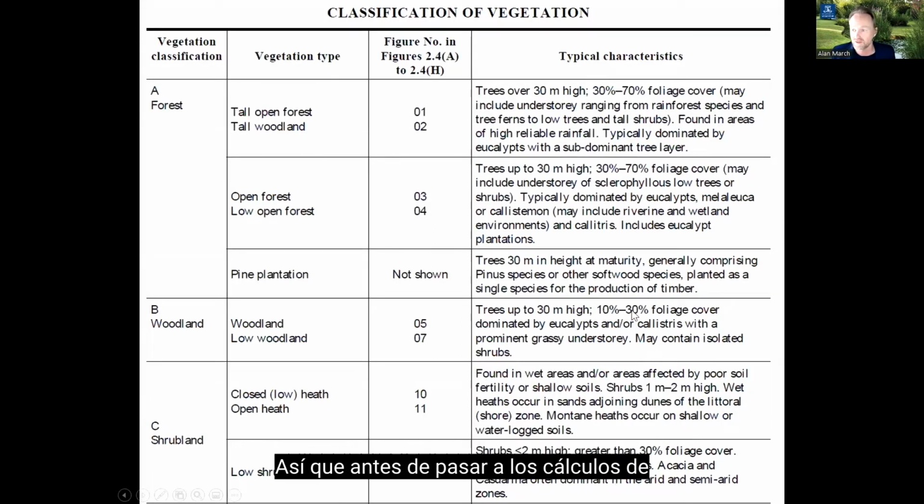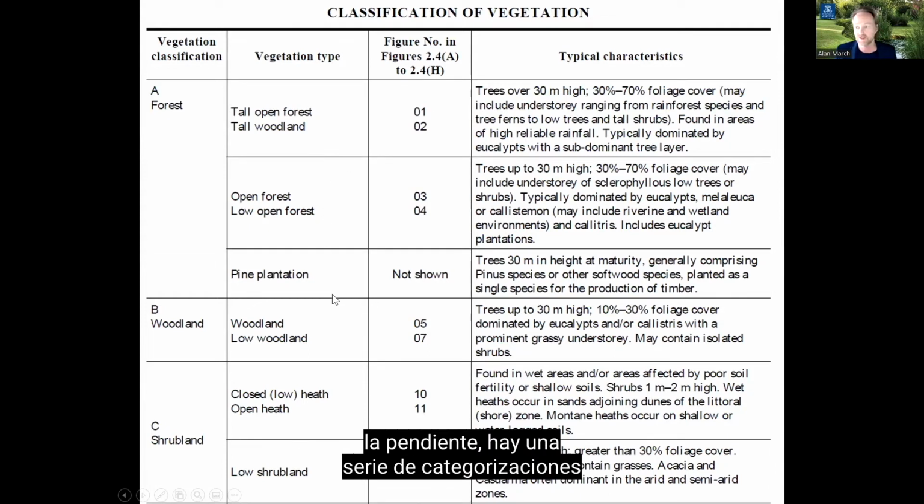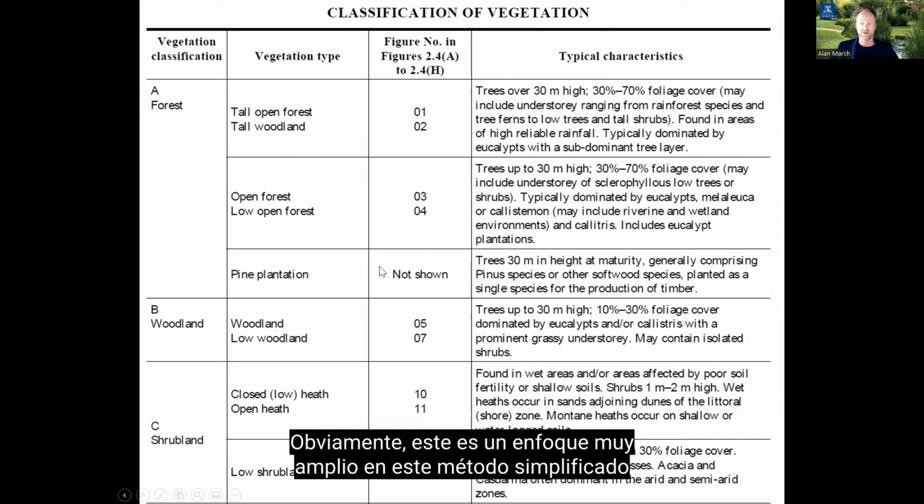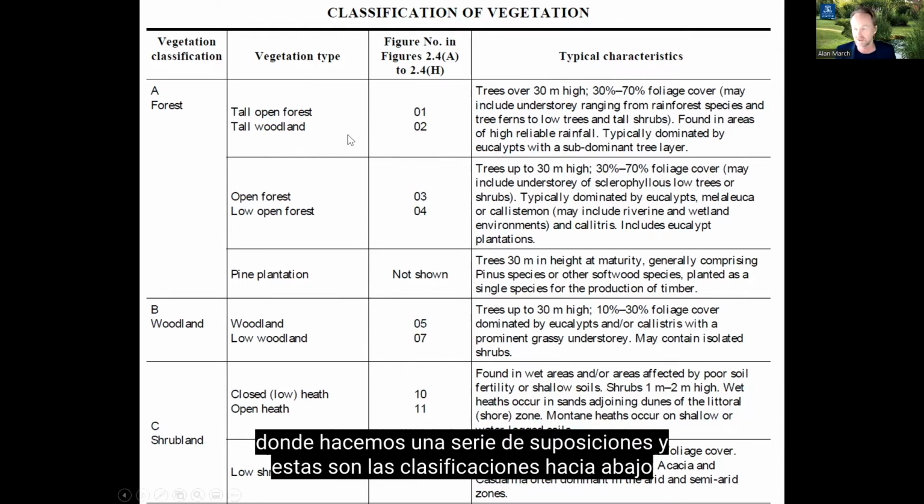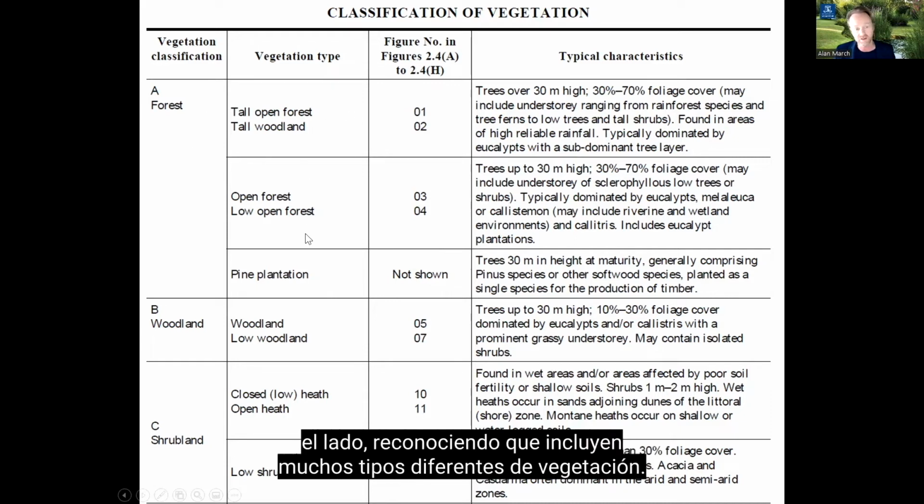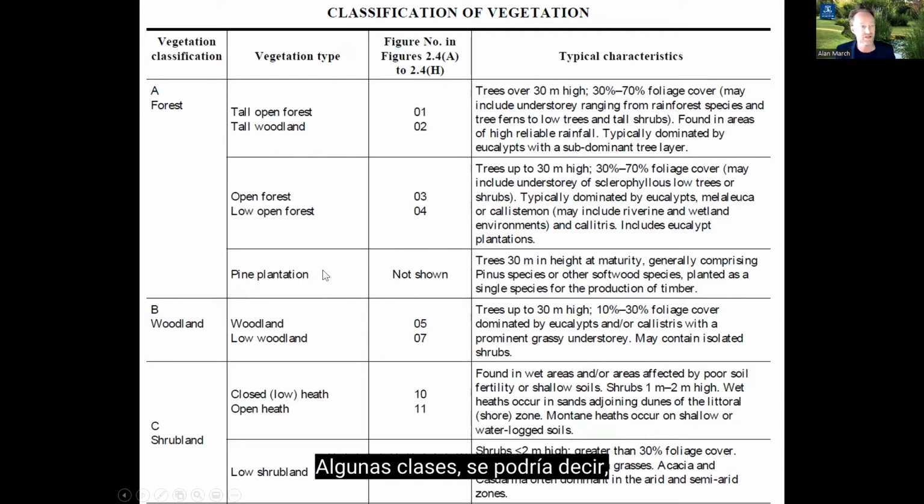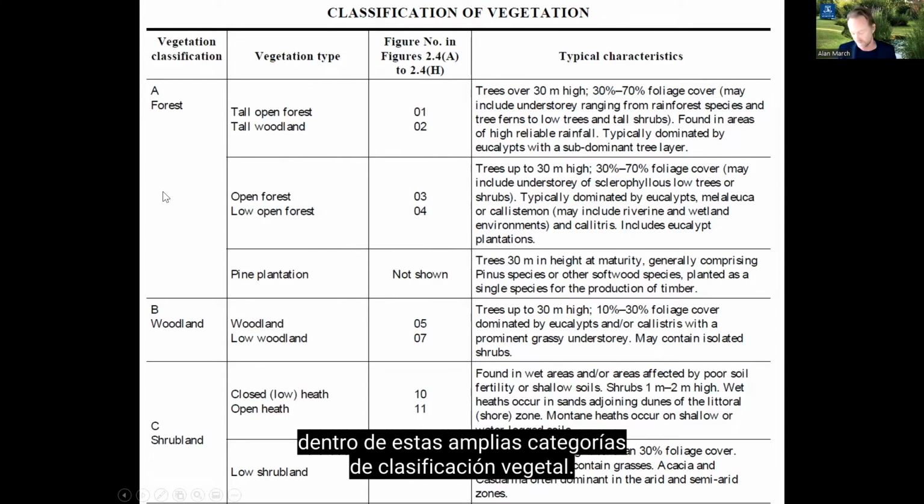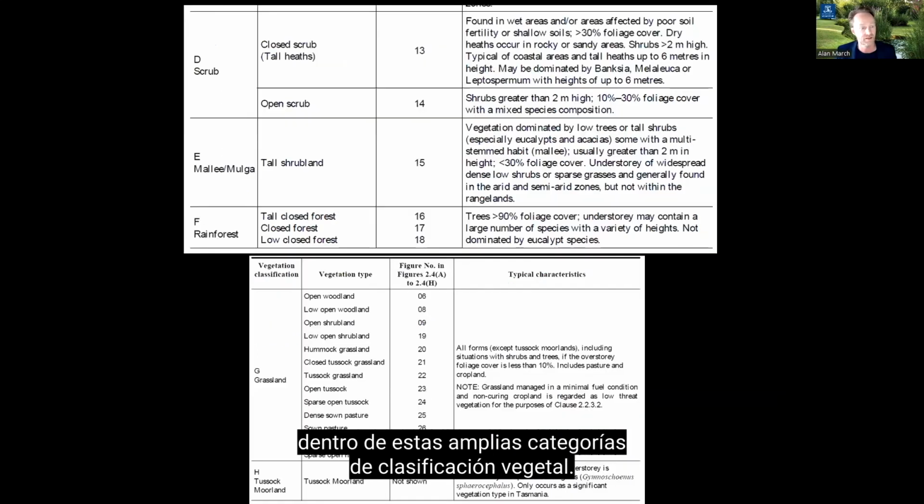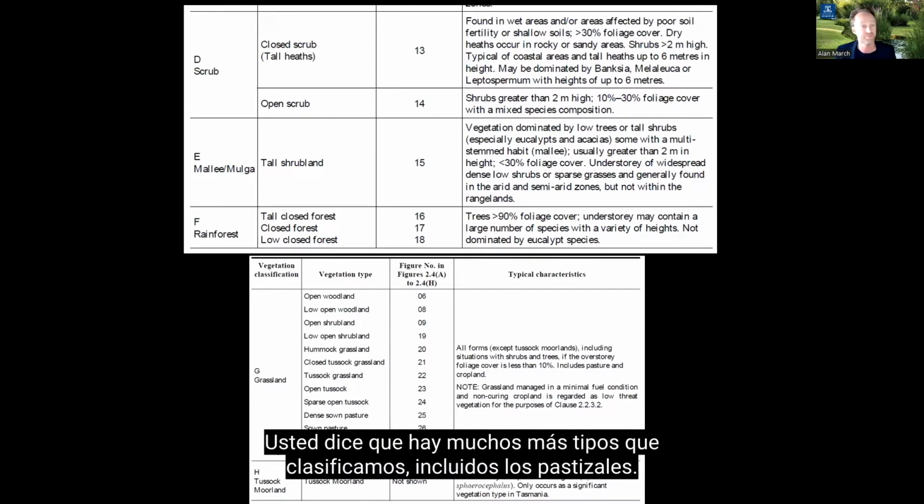So before going to the slope calculations, there's a set of categorizations of the different types of vegetation in Australia. Obviously, this is a very broad brush approach in this simplified method, where we make a series of assumptions, and these are the classifications down the side, acknowledging that they include many different types of vegetation, subclasses, you might say, within these broad categorizations of vegetation classification. You can see there are many more types that we categorize, including grassland.